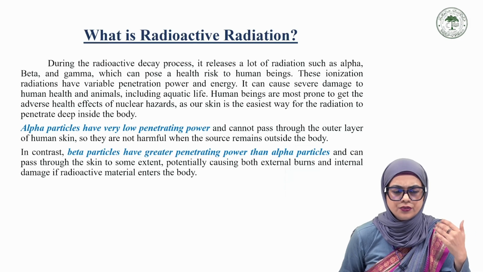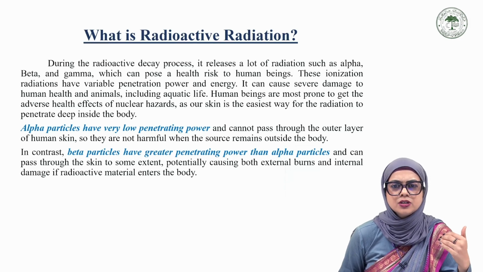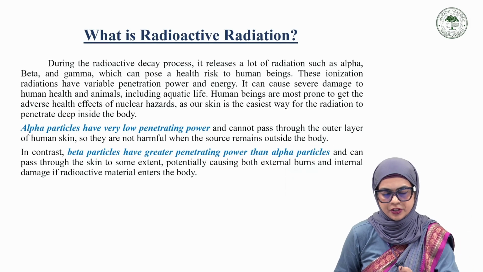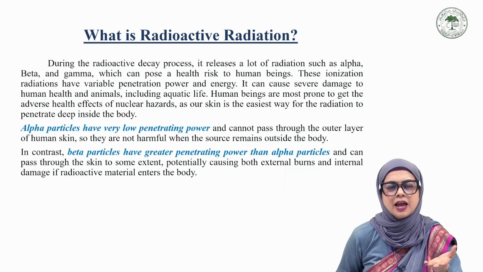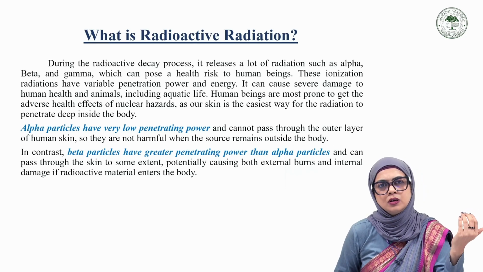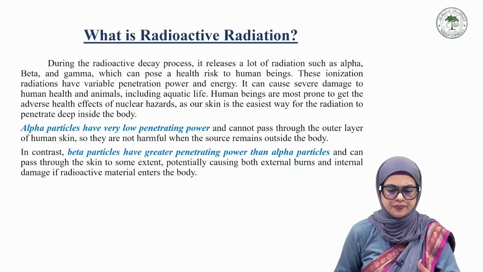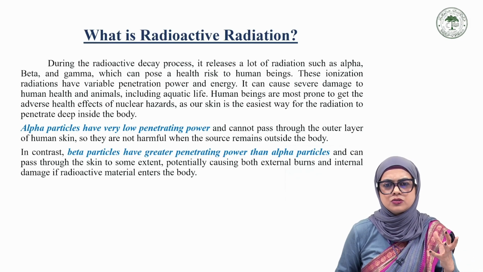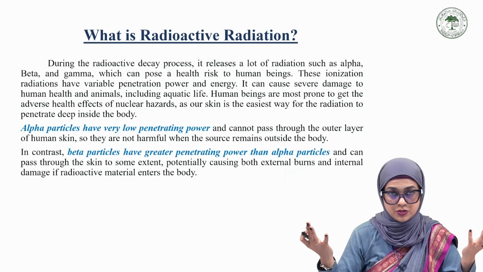So what is radioactive radiation? Radioactive radiation is basically the three radiations that I talked about: alpha, beta, and gamma. If we talk about alpha particles, they have a very low penetrating power and they cannot pass through the outer layer of human skin. So they're not that harmful, but only when the source remains outside the body.